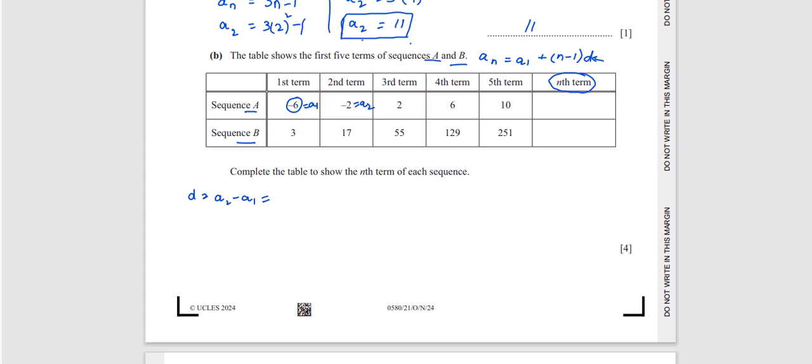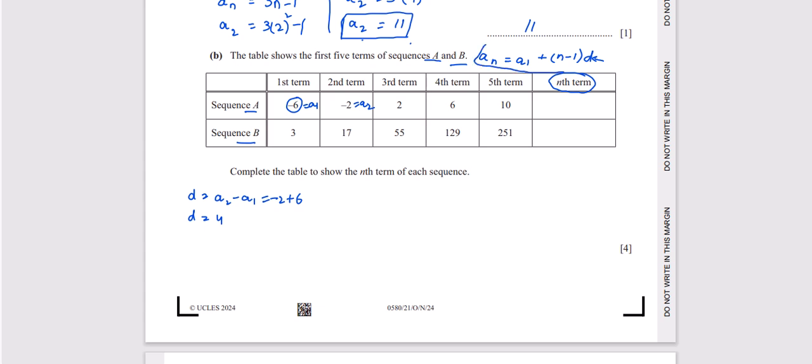Second term is minus 2, and the first term is minus 6, that is equal to plus 6 because it is already in minus. So D is equal to 4. Put these values in the formula.